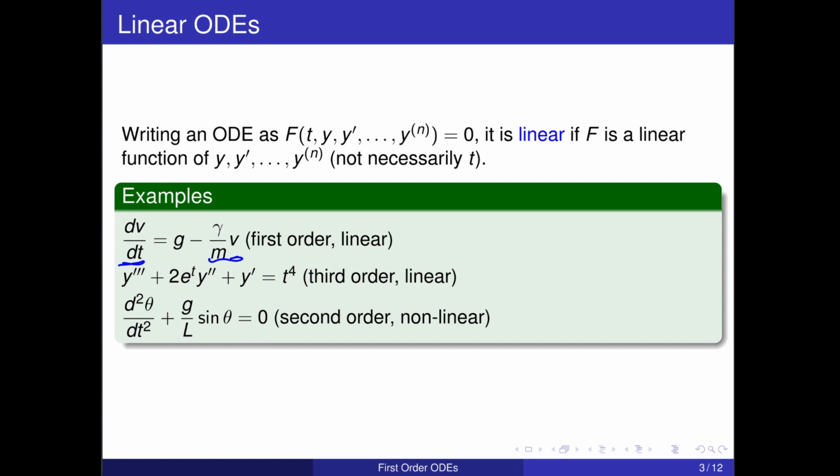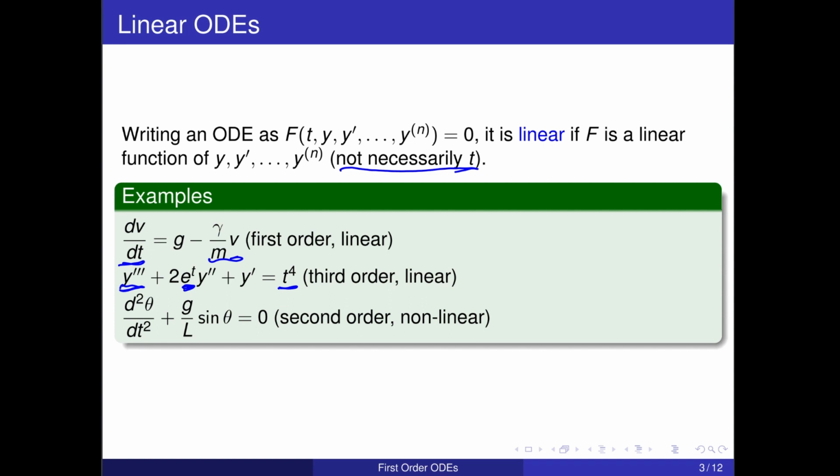All right, the second one would be third order because you have a third derivative showing up as the highest order derivative there. This one's also linear. So even though you have this t to the fourth over here and an e to the t as a coefficient of the second derivative, that's okay because it does not necessarily need to be linear as a function of t.